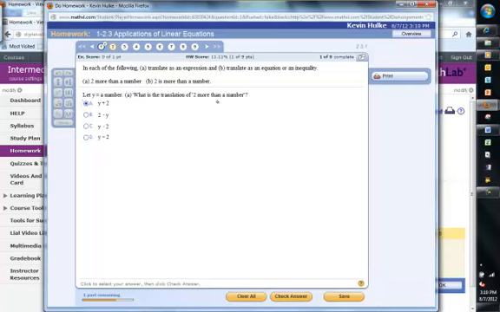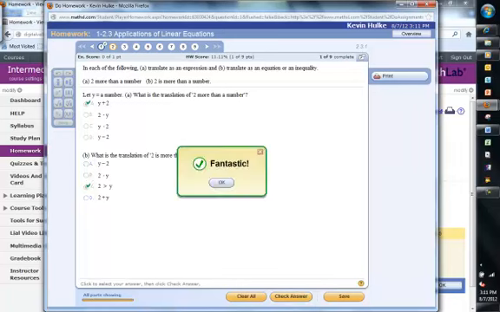Remember, whenever you see the word than, whatever is after the word than goes first, and whatever is before the than goes later. And then, 2 is more than a number. 2 is greater than y. So you see the difference between 2 more than a number and 2 is more than a number. All right.